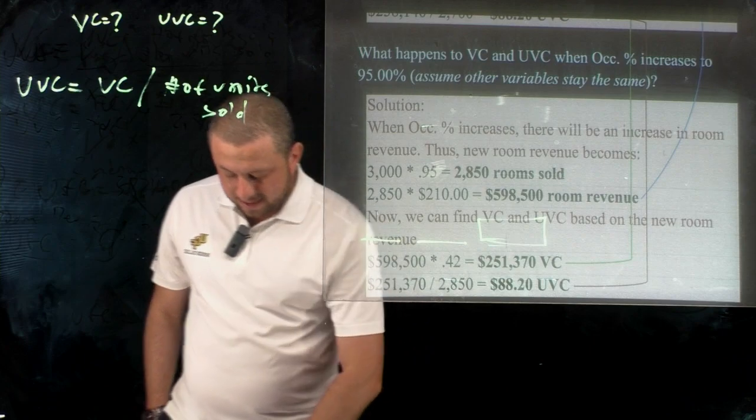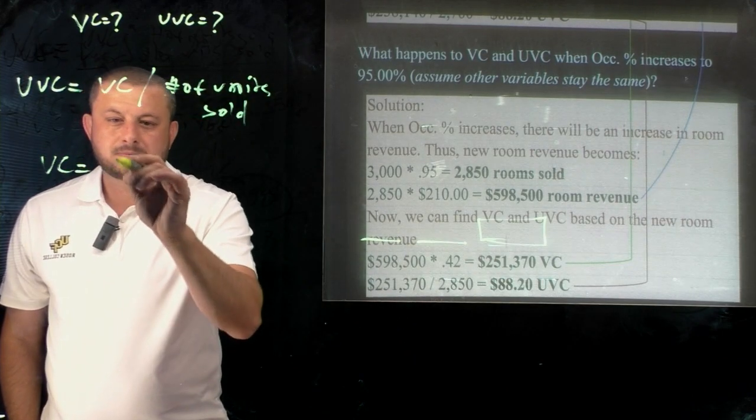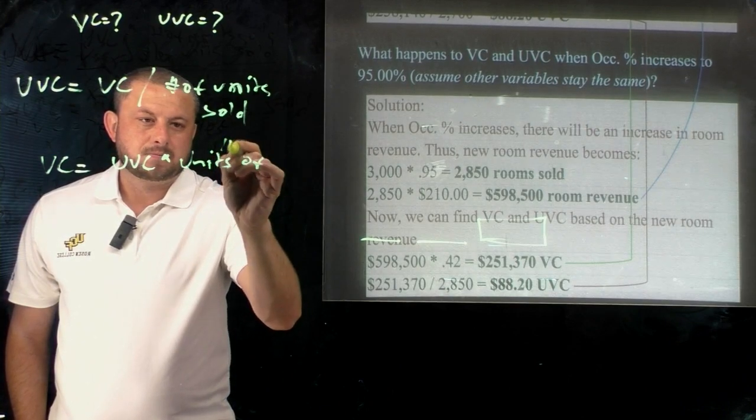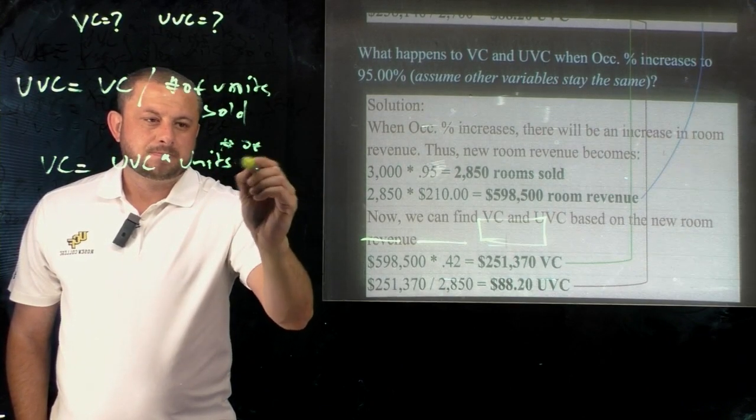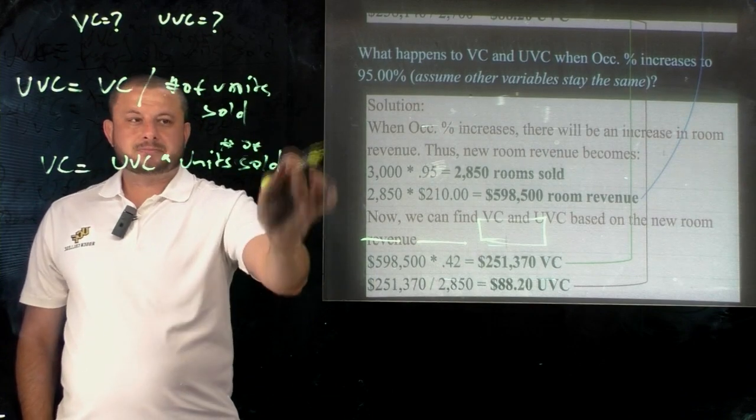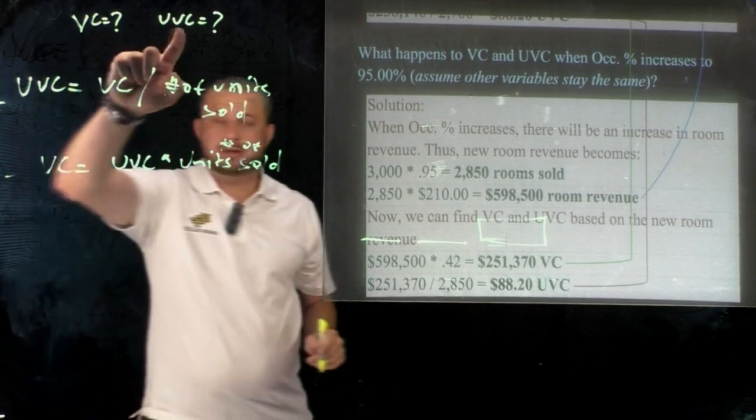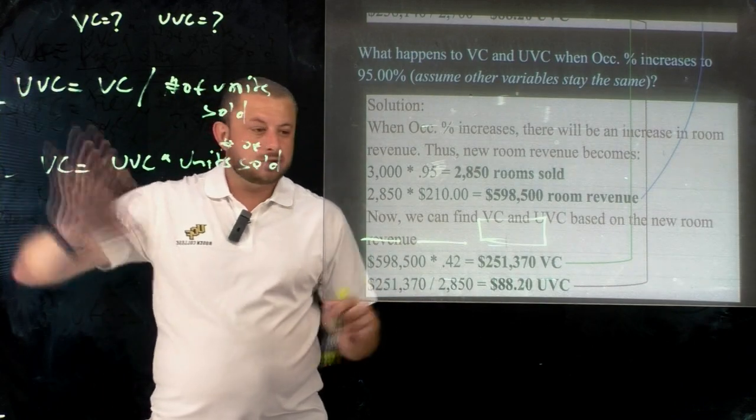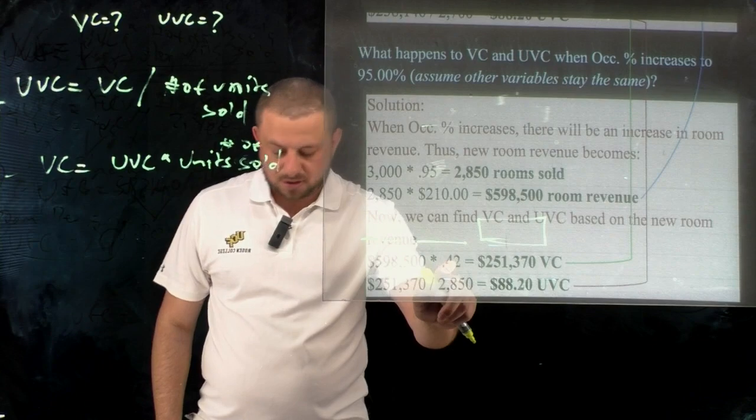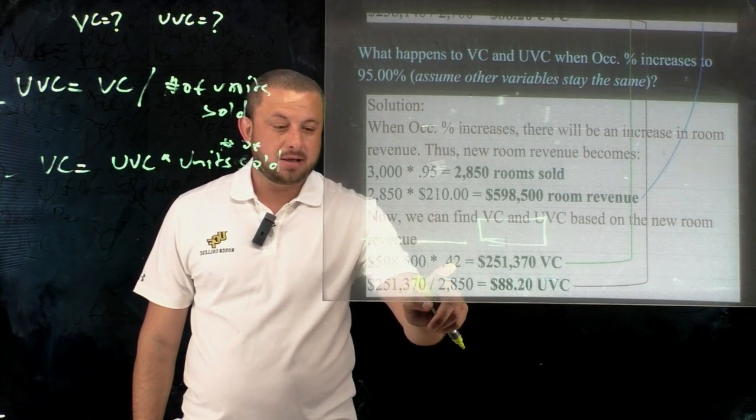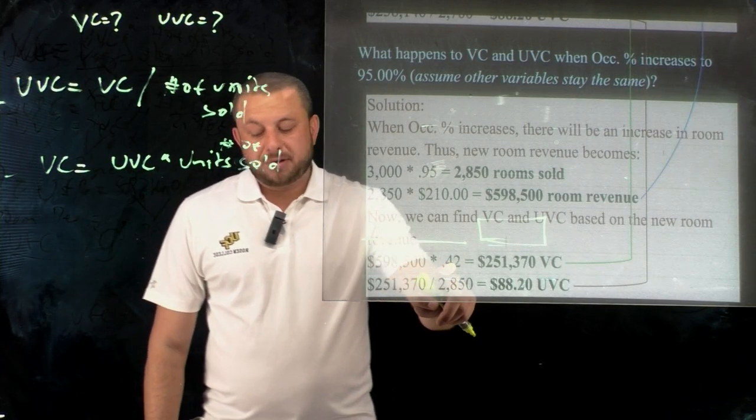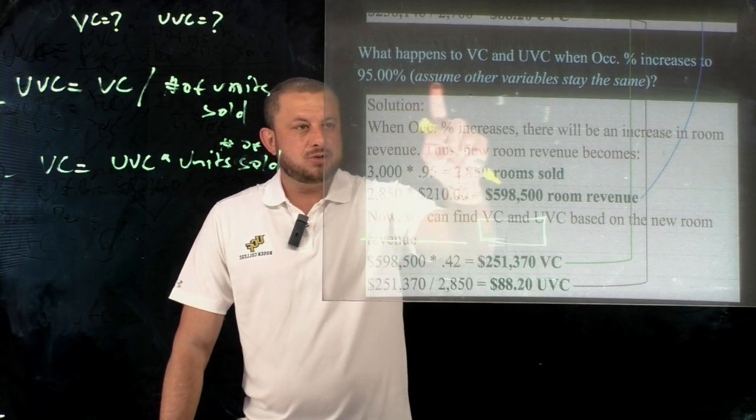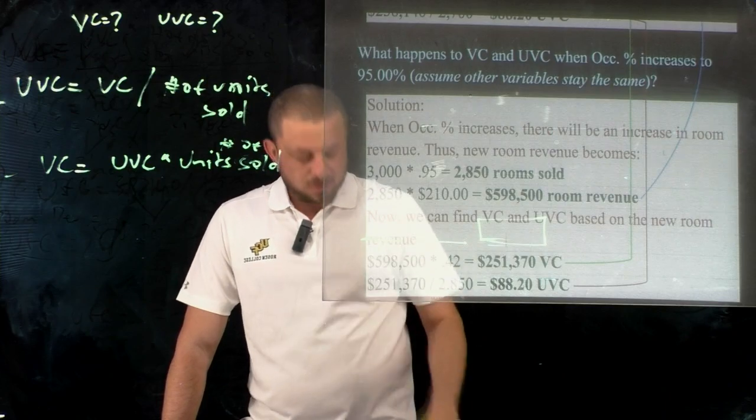my VC, I'm going to follow, please remember those two equations for VC and UVC. Therefore, I'm going to follow those two equations to find out over here, because I know that 42% is still the VC, okay? Therefore, 42% of the room revenues are still the VC, assuming other variables are going to stay the same.